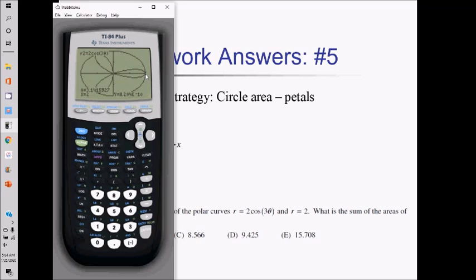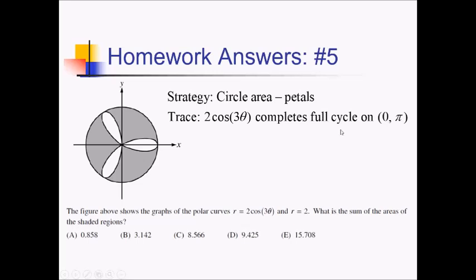And how many degrees or radians did we need to do that? We went from 0 to, this is pi radians right here. So we actually complete 1 full cycle on the interval from 0 to pi, which is good to know, because if you went 0 to 2 pi, you'd be double counting all those petals.